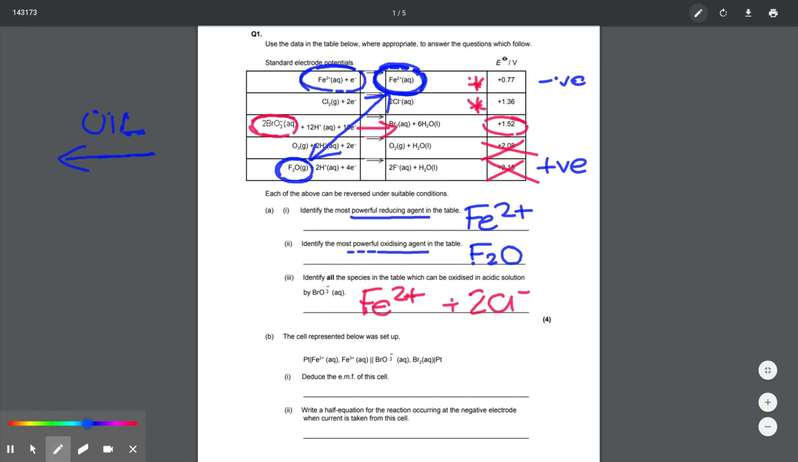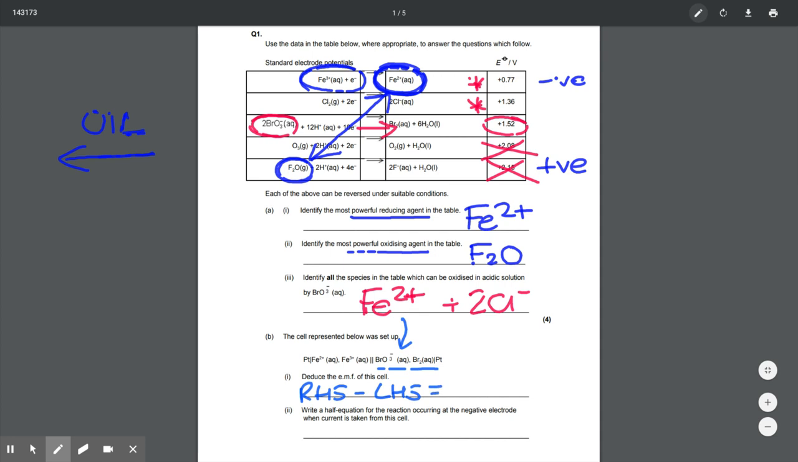Now, when we look at the next question, which is the couple between the iron 2 and the bromate ion, so actually this question is taken into here. How do we deduce the EMF of the cell? What we do is we take whatever the cell is on the right-hand side and we subtract from that whatever the equation is on the left-hand side.